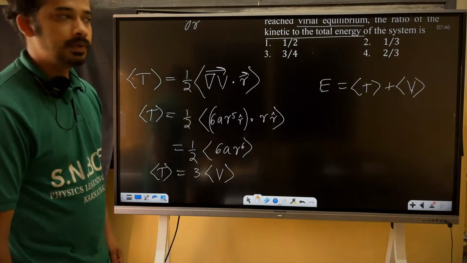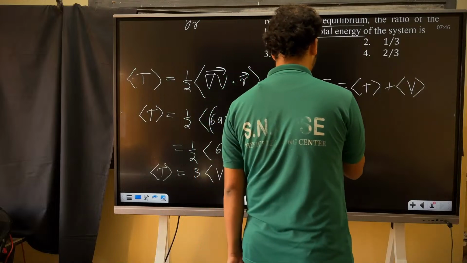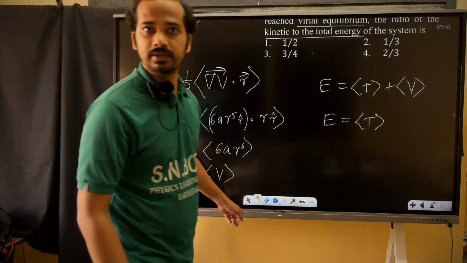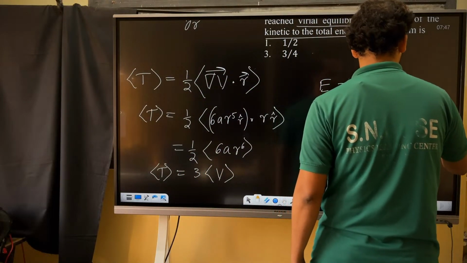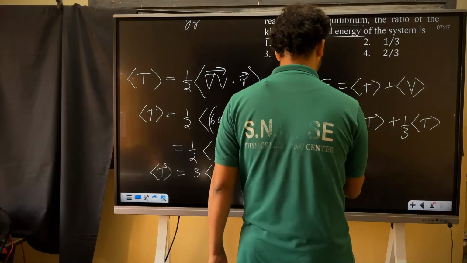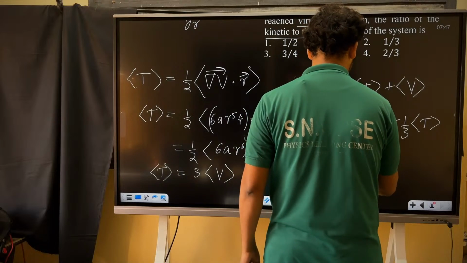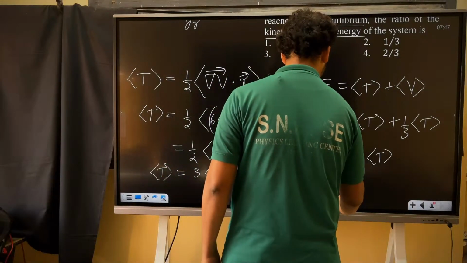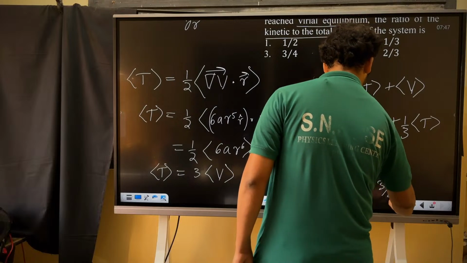Fine. Now what is being asked? Kinetic energy to total energy. Now I will come to this expression and write potential energy in terms of kinetic energy. What is potential energy in terms of kinetic energy? 1/3 of kinetic energy. Am I right? Any question? What is being asked? Kinetic energy to total energy. That is equal to 3 by 4. Fine.